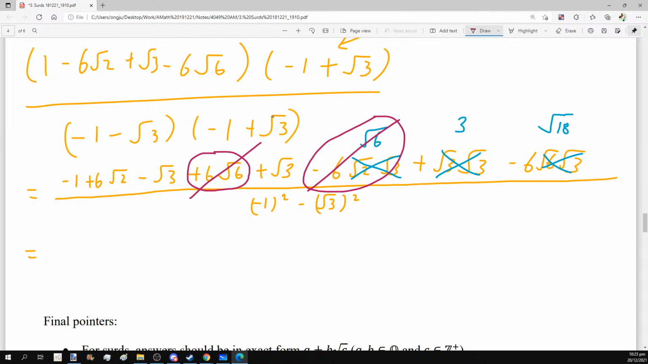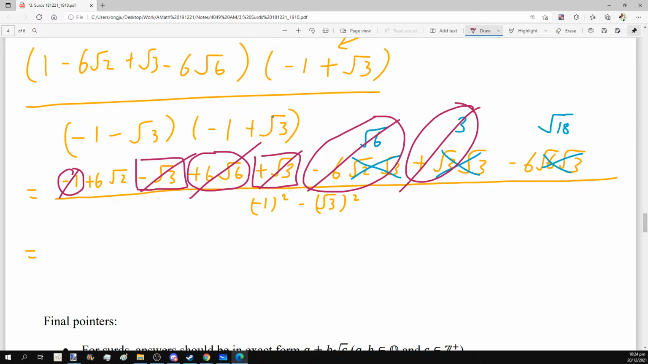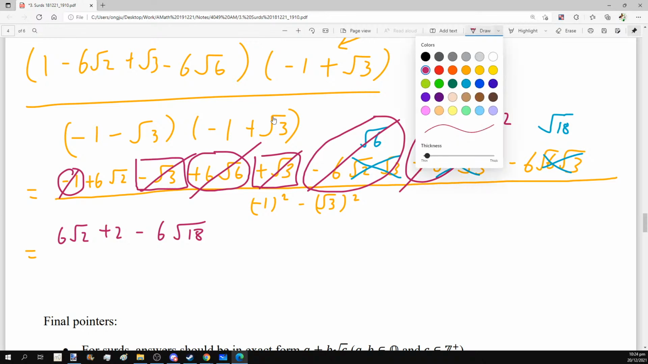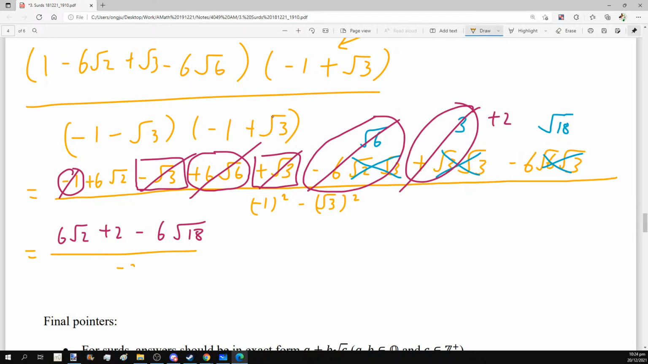Alright, then at this point, there's a negative root 3 over here. There's a positive root 3 over there. Let's cancel both of them. And last but not least, there's a -1 here and a positive 3 here. So let's just combine them together to get positive 2. Consequently, we shall have 6 root 2, right, plus 2 minus 6 root 18, like so. And then the denominator over here will simply be -2.